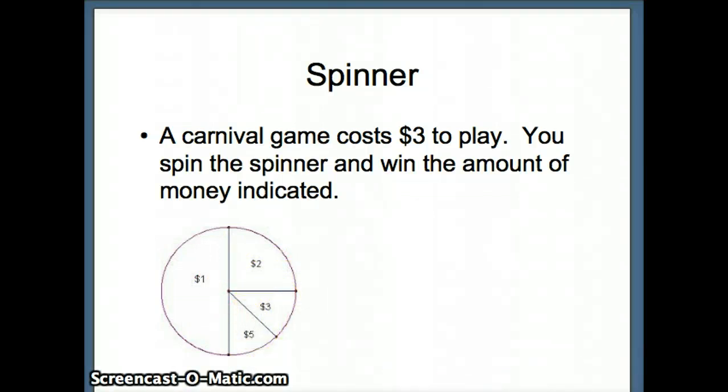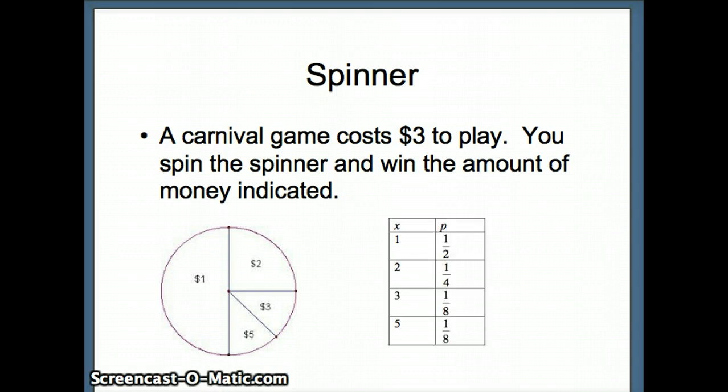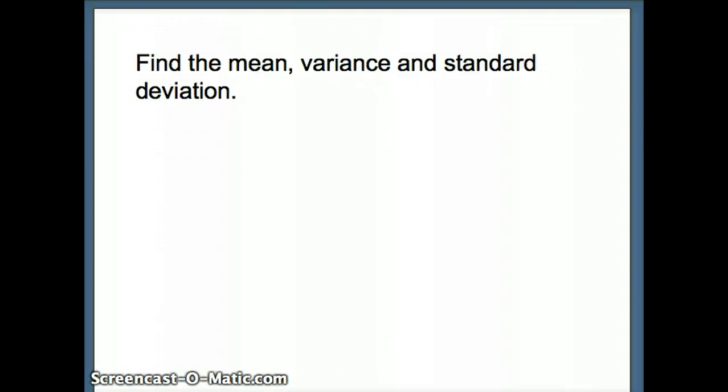So putting those together, we can make our random variable. Again, numerical outcomes, each with an associated probability. X: 1, 2, 3, 5, with probabilities a half, a quarter, an eighth, and an eighth. So next we want to find the mean, variance, and standard deviation of this data set. And to do that, again, we're going to use Excel.